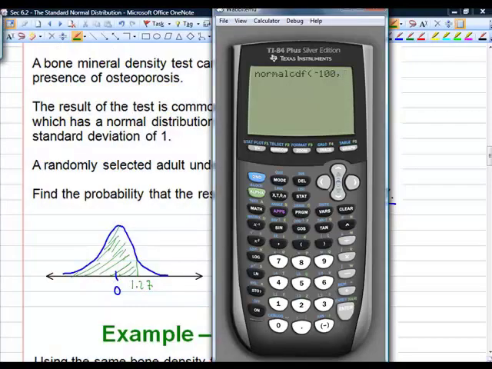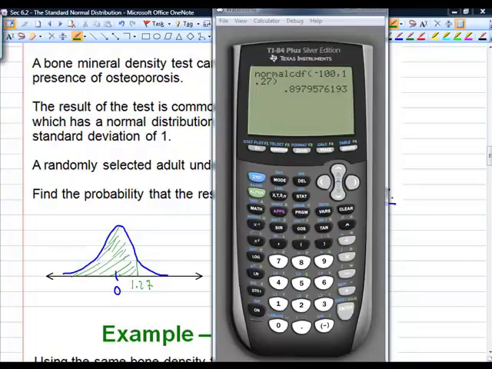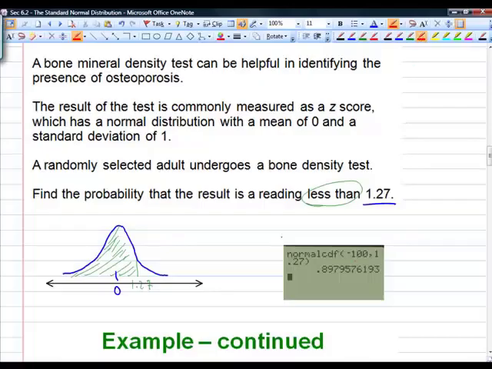The right bound then will be what? That's the 1.27. Now normally we would do the comma, the mean, and comma, the standard deviation, but the default setting on your calculator is the standard normal distribution. So if you're using a standard normal distribution, you don't have to put anything in, just the left bound and the right bound. So this, when we hit enter, gives us the probability of the result of a bone density test being less than 1.27. So this number right here is the probability of getting a result less than 1.27.